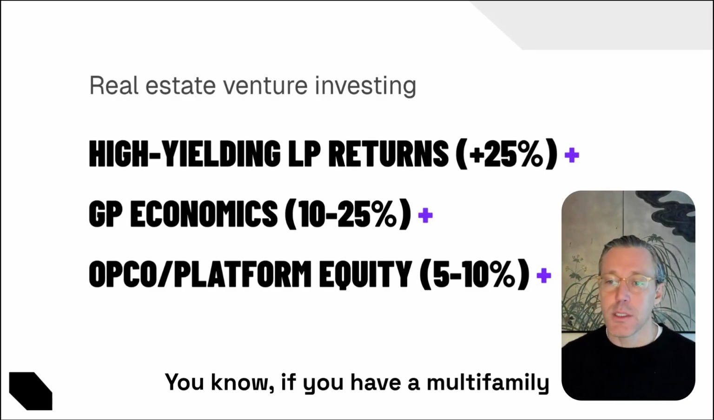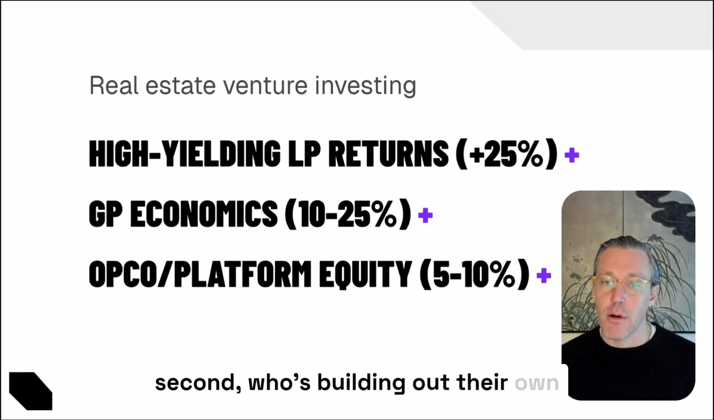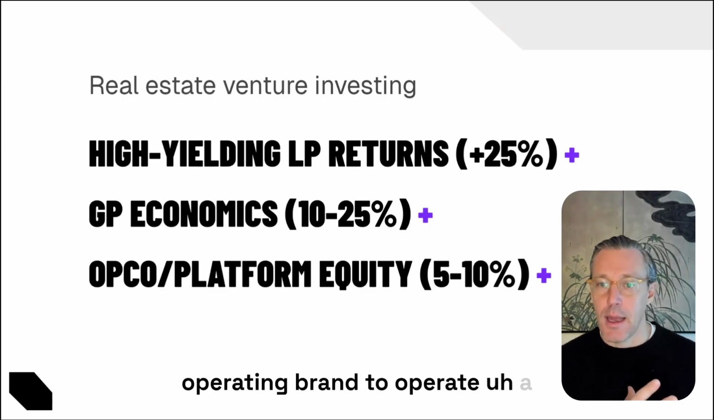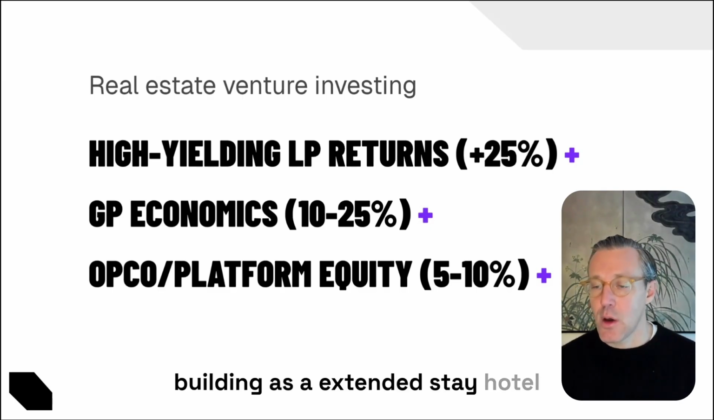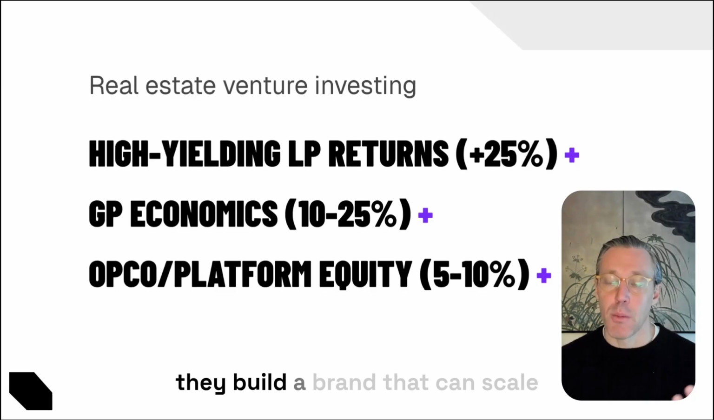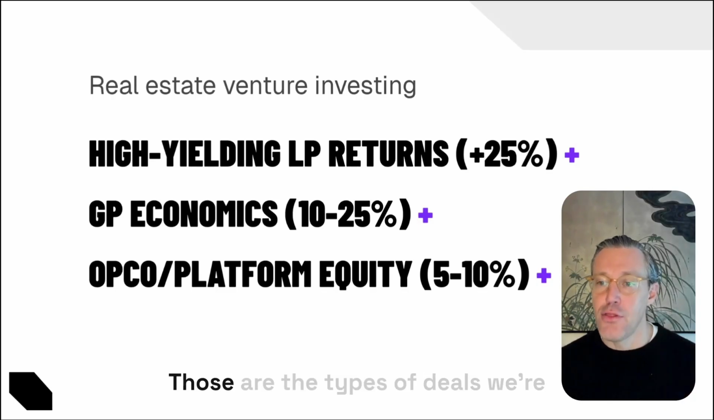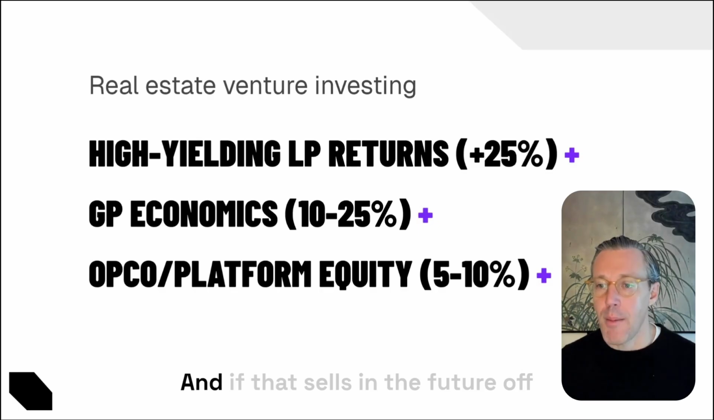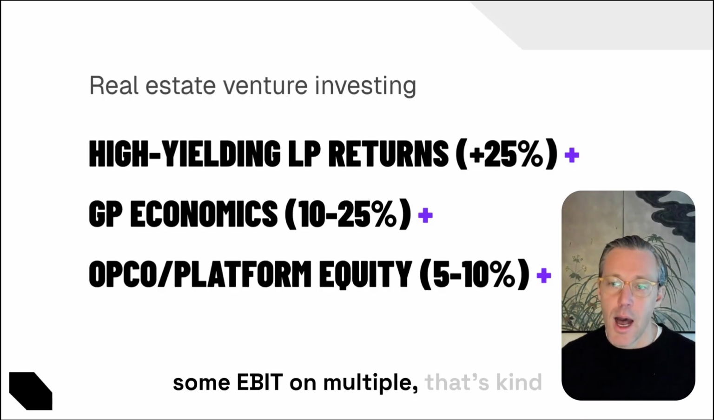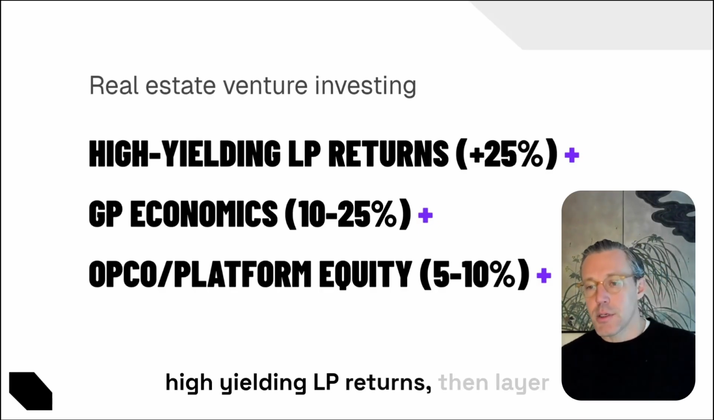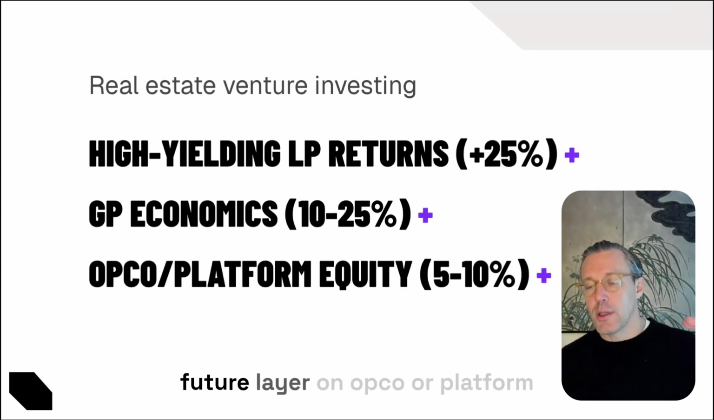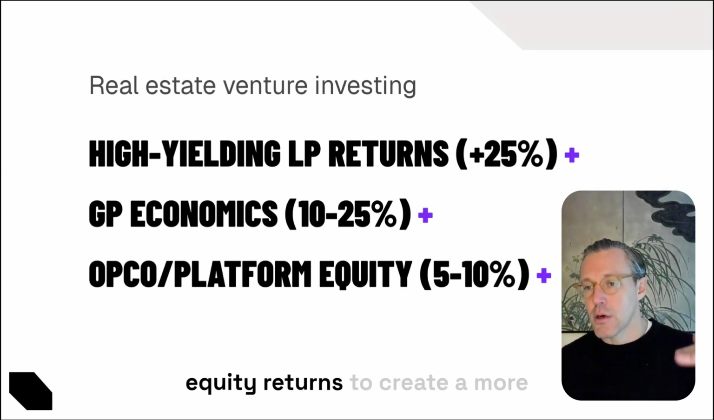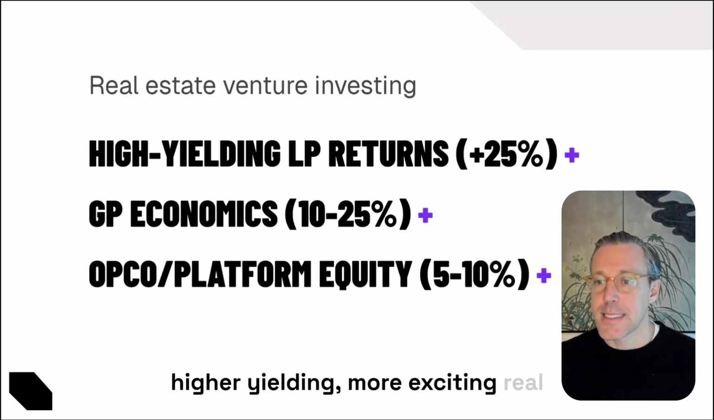So, if you have a multifamily operator, like we'll see in a second, who's building out their own operating brand to operate a building as an extended stay hotel or corporate housing, and they build a brand that can scale and have enterprise value on its own, those are the types of deals we're looking for, where we can take a small percentage of the operating company as well. And if that sells in the future off some EBITDA multiple, that's kind of the venture piece of this. So high yielding LP returns, then layer on the GP economics, then in the future layer on OpCo or platform equity returns to create a higher yielding, more exciting real estate investment.